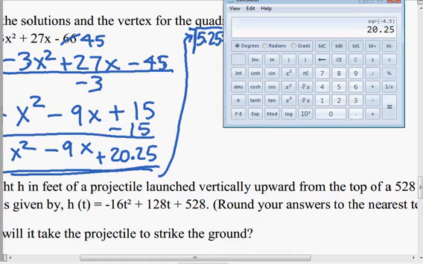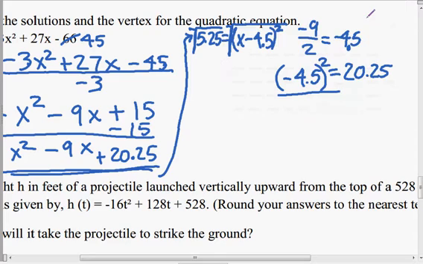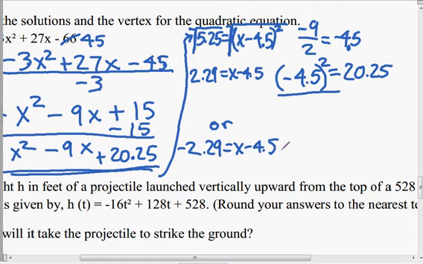So I know that 5.25, I subtract my 15 or add a negative 15, I get my 5.25. Take the square root of that, 2.29. So I can say 2.29 equals x minus 4.5, or negative 2.29 equals x minus 4.5. Either way, I add 4.5 to both sides.